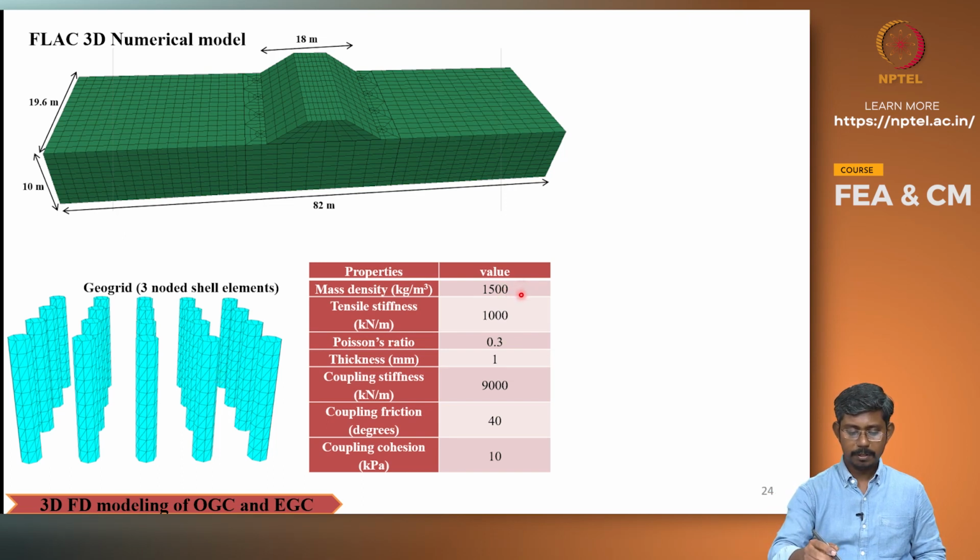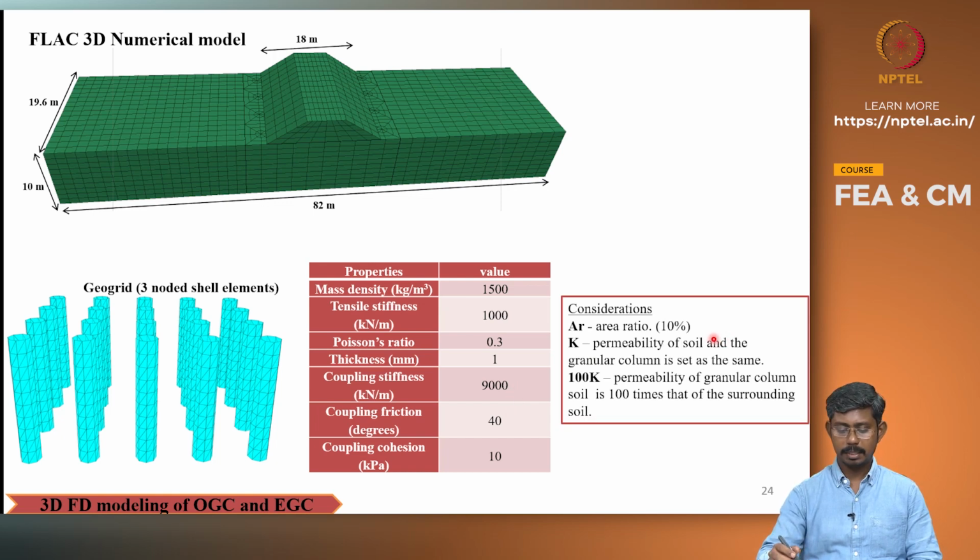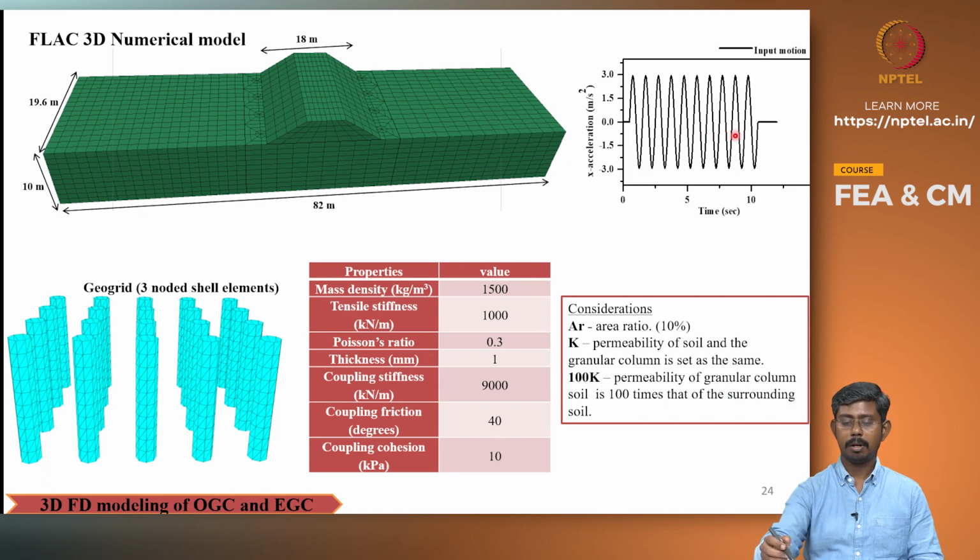The specifications of the geogrid are here. It has 1000 kilonewton per meter as tensile stiffness and a thickness of 1 mm, and these are the interface properties with respect to the soil for the geogrid element. An area ratio of 10% is considered here, and the maximum permeability difference between the soil and granular column is made to be 100 times. This is to capture the drainage mechanism. The loading used here is a harmonic input motion of 0.3 g amplitude and 1 Hz frequency.